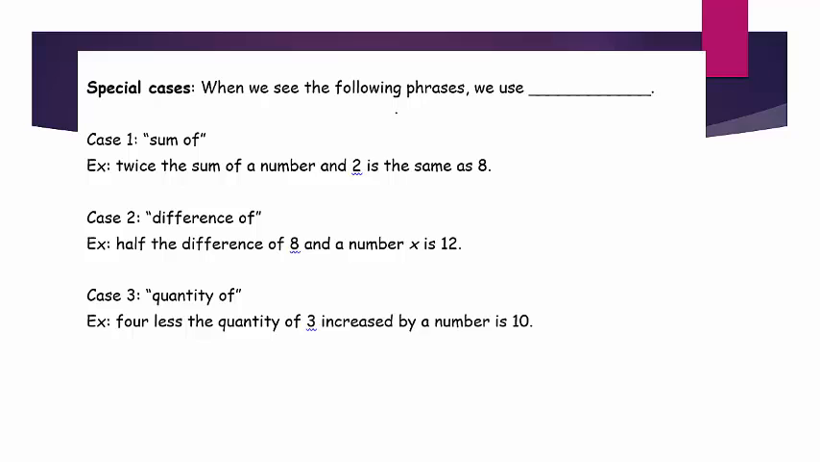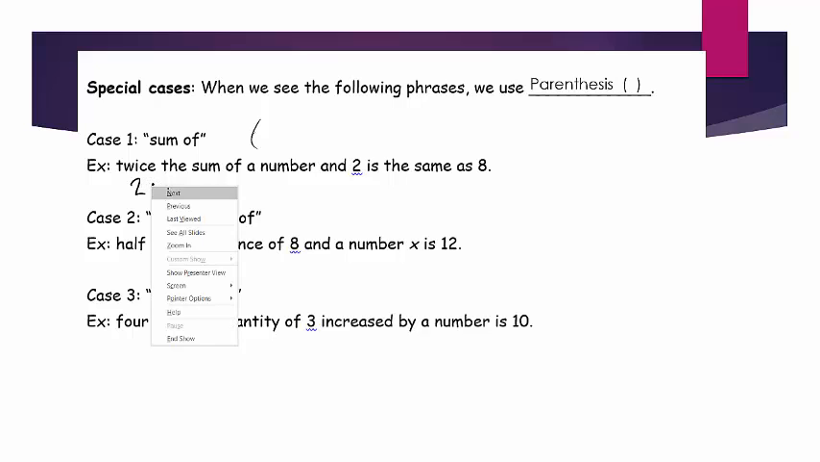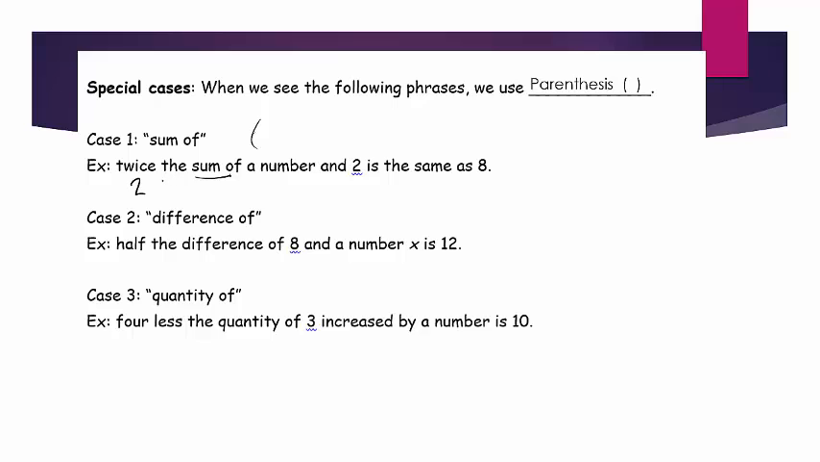Alright, there are some special cases. When we see the phrases that you see below, we're going to use parentheses. So if you see the words "sum of," I want you to put parentheses in the problem. If I see "twice the sum," right off the bat, twice means 2 times. And I see "sum of," so right away I'm going to put a parenthesis with a plus inside, since sum means addition. You need to keep reading to figure out what 2 things am I adding?